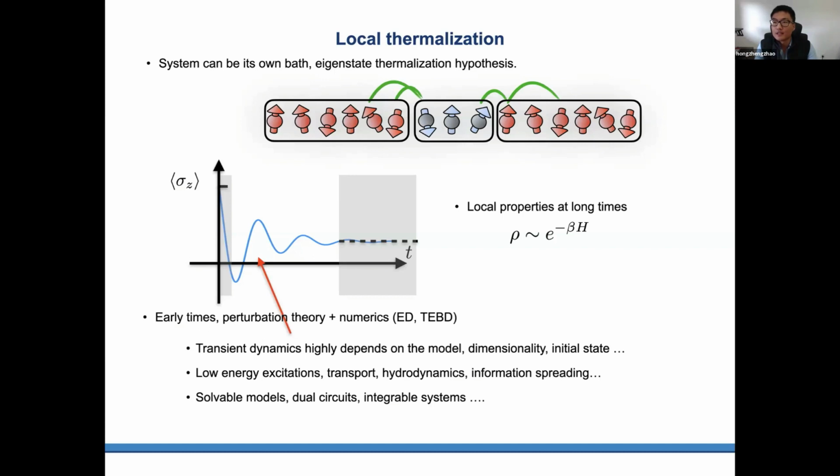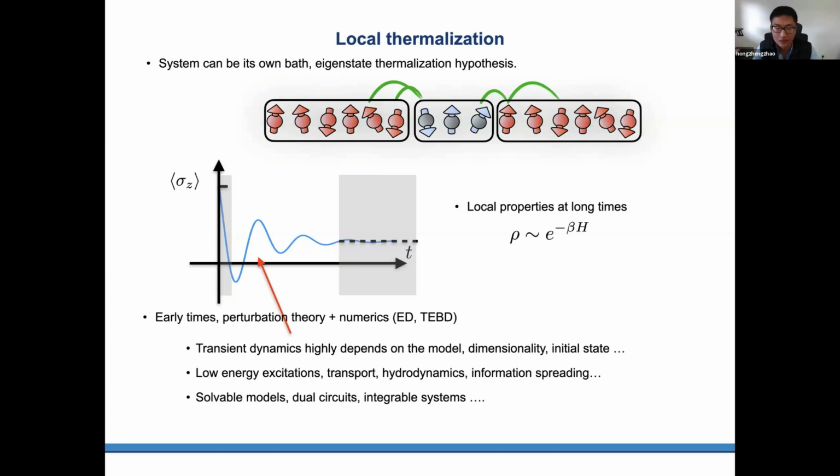But those transient dynamics are actually very interesting. If you want to understand, for instance, the low-energy excitations of a piece of material, or, if you have conservation laws, how transport happens or how hydrodynamics emerges from this many-body system, or how correlation functions spread or entanglement grows in time, you have to understand this transient dynamics.